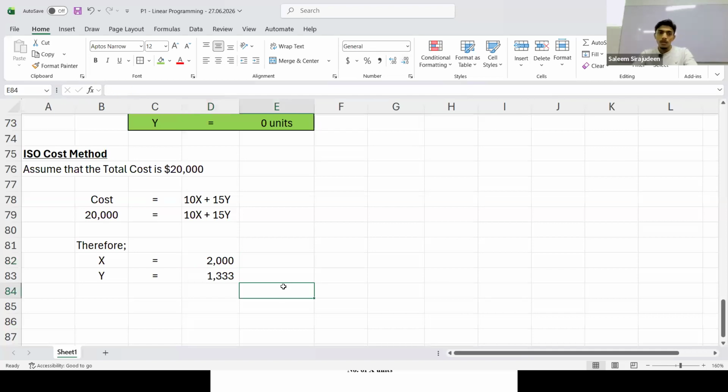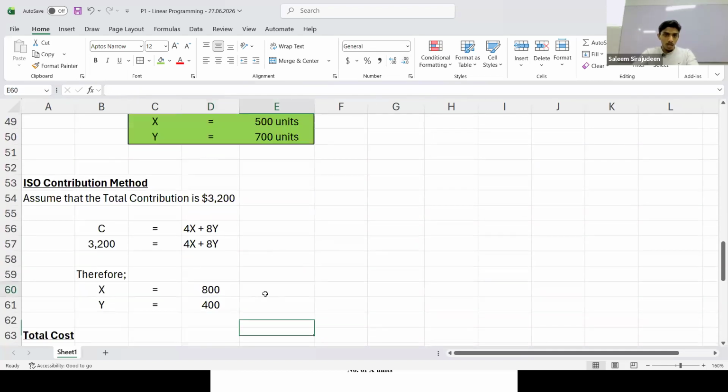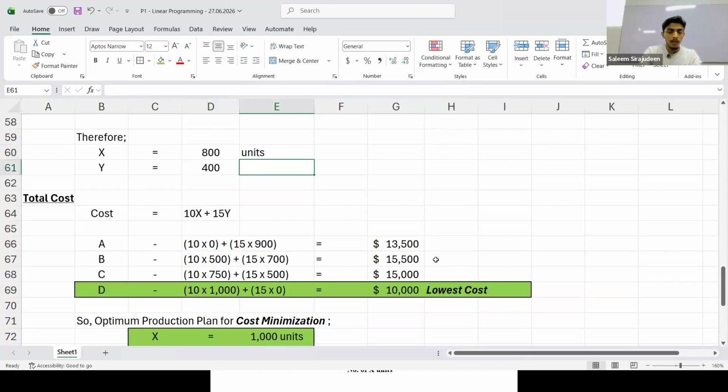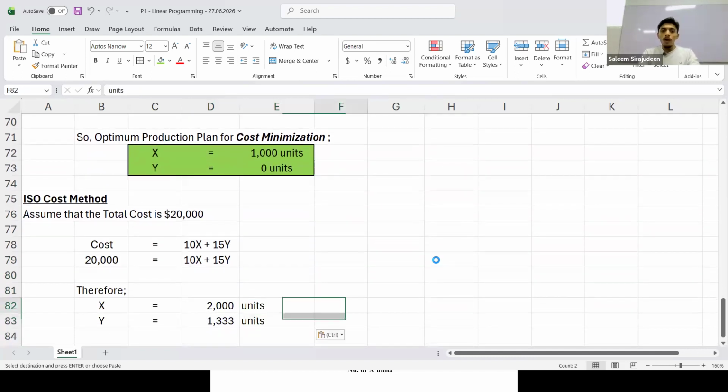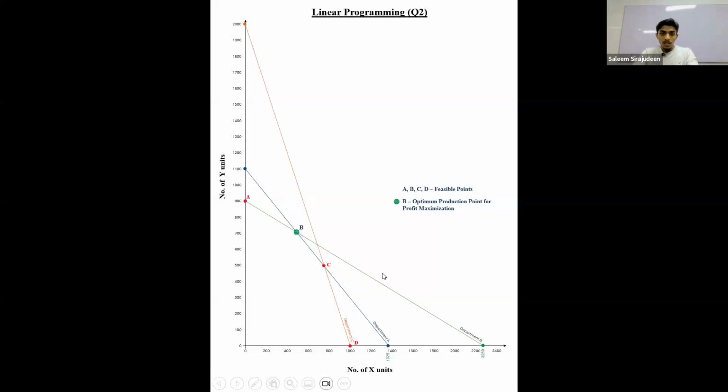Got it? Right. Now what do you have to do? You have to mark this point in your graph and draw the line. So x is 2000, y is 1333. This is your ISO cost line.